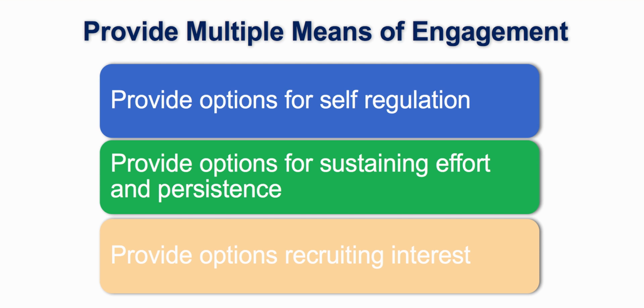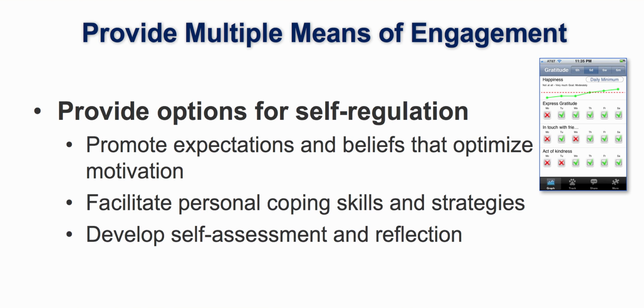The first guideline is provide options for self-regulation. The second guideline is provide options for sustaining effort and persistence. And the third guideline is provide options for recruiting interest. Let's look at the first guideline, provide options for self-regulation. Beneath these are examples of promoting expectations and beliefs that optimize motivation, facilitate personal coping skills and strategies, and develop self-assessment and reflection.